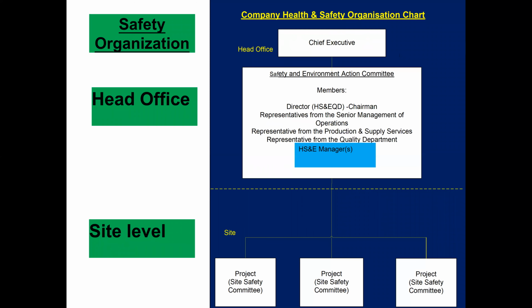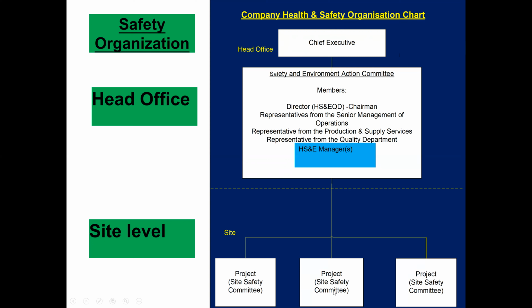So in their company, under the chief executive officer or managing director, there is a safety and environment action committee, and a director of health and safety is in charge of this committee. And under the chief executive officer, at each site level, each project, there is a project site safety committee.